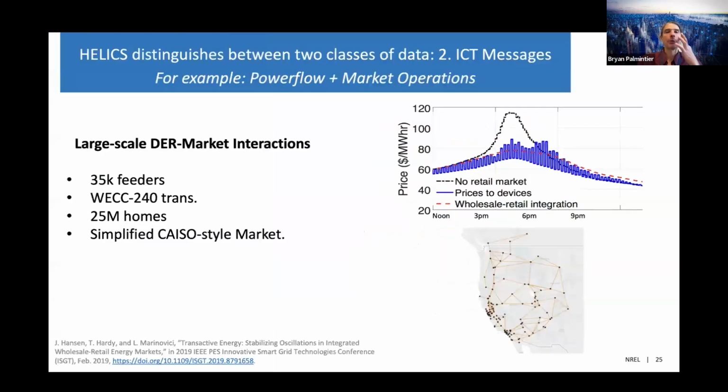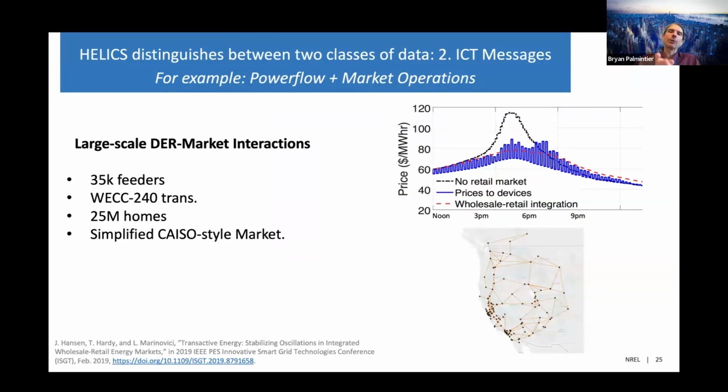So here's an example where we combine these two together. This was a project looking at the Western Interconnect in the US and trying to understand the interactions of getting price signals down to distributed resources, to loads directly as devices.